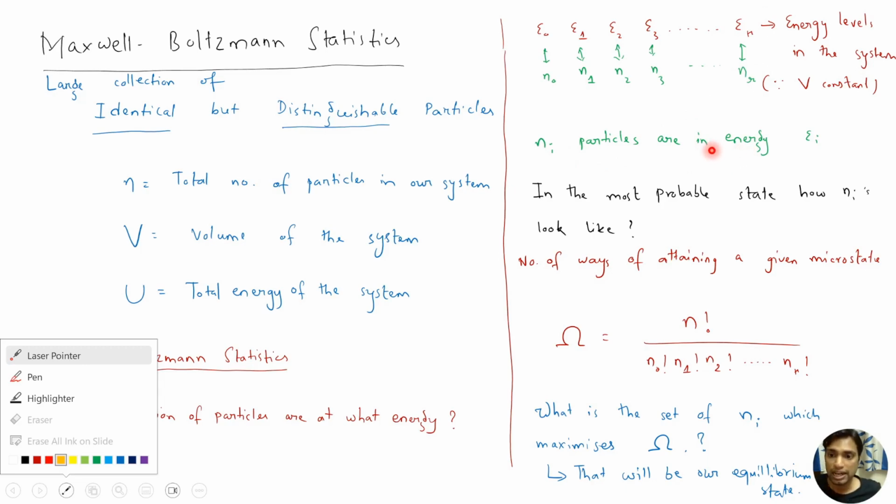And the number of ways of attaining a given microstate, how we can obtain this microstate? This formula is just similar to the one which we saw in the example. It is N factorial divided by N0 factorial, N1 factorial, N2 factorial, and so on up to Nr factorial.